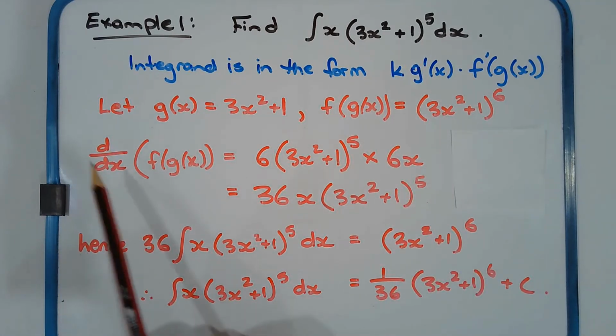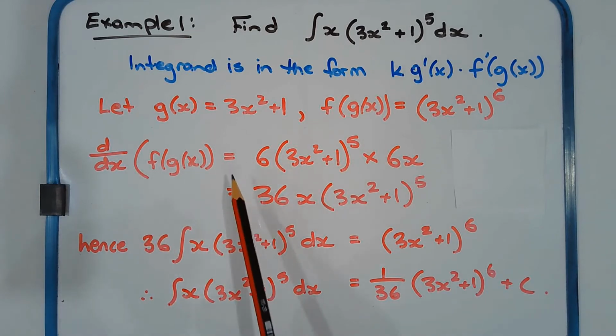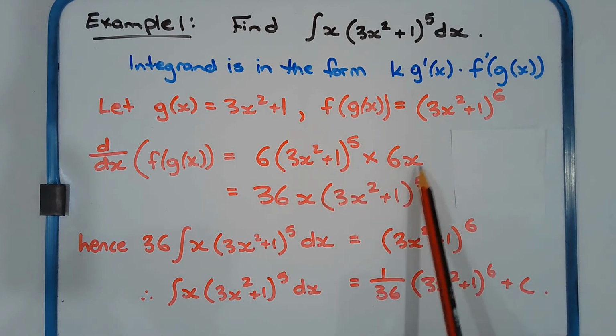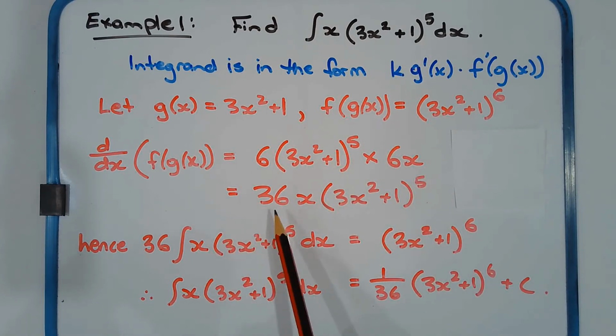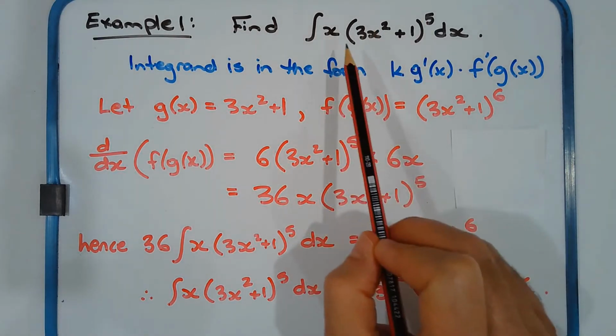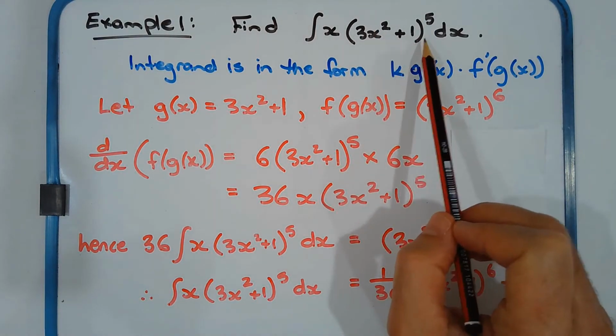Now if we take the derivative of f of g of x, that equals 6 times 3x squared plus 1 to the power of 5 multiplied by the derivative of the inside function, which is 6x. So that equals 36x times 3x squared plus 1 to the power of 5. However, if we go back to the integrand, we only have x times 3x squared plus 1 to the power of 5.